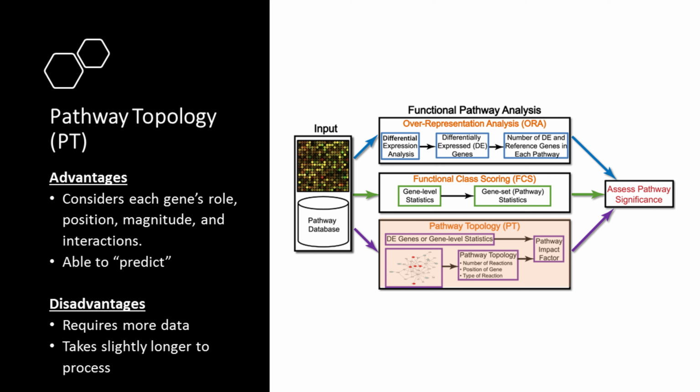This method does take slightly longer than the enrichment models. The enrichment models can be calculated in the matter of seconds or less, but the topology-based model is very computationally intensive and takes anywhere from 5 to 10 minutes to calculate.